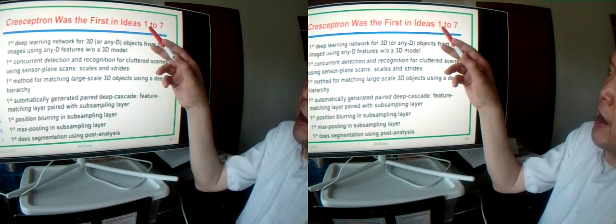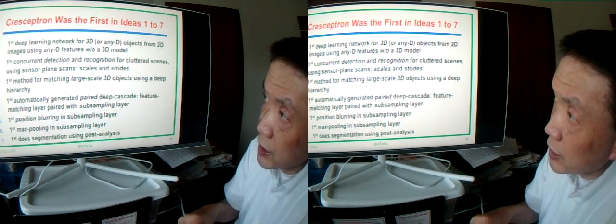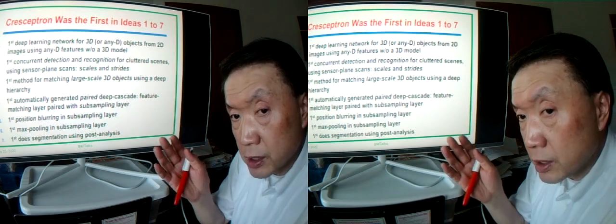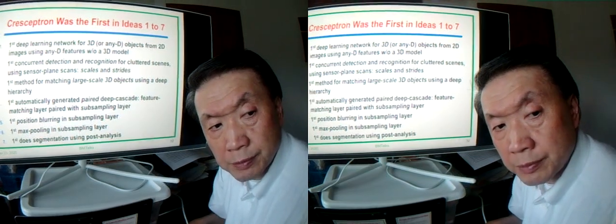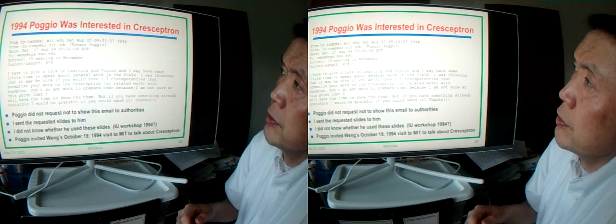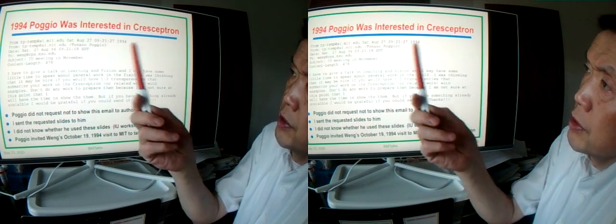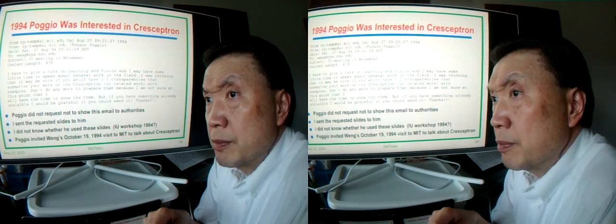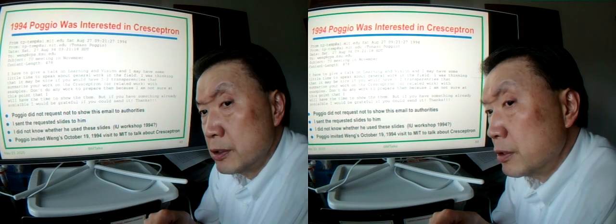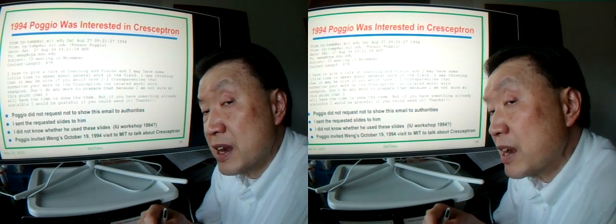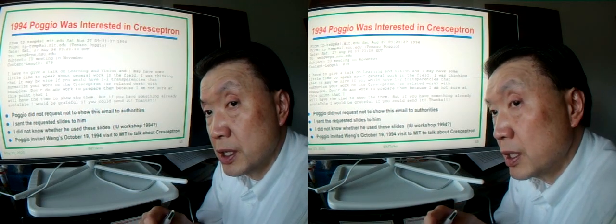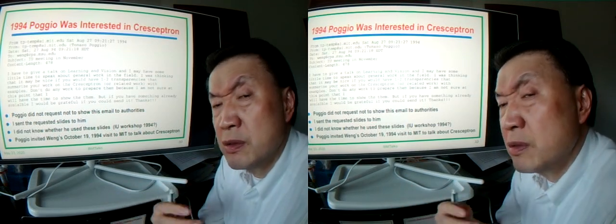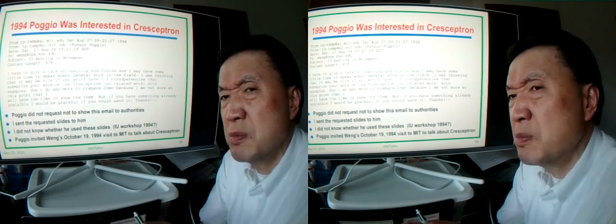So remember, you have ideas 1 to 7. Those are the original ideas that are unique to Cresceptron, and that's how the later work can deal with 3D objects. Tommy Poggio, a good friend of mine, was interested in Cresceptron. Before that, Tommy was doing basic regularization-based neural networks, recognizing input patterns, but not for images, because an image has a tremendous number of issues like position, scale, orientation, all those things put together.